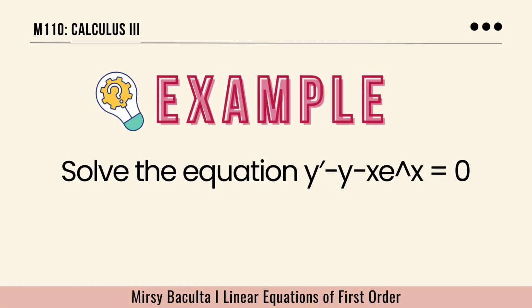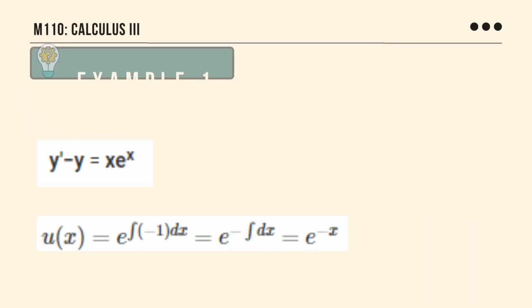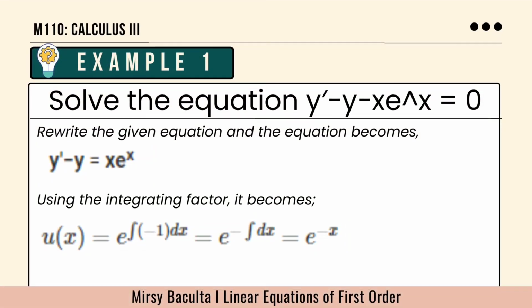Now, here is an example of linear equations of first order. We need to solve the equation y prime minus y minus x e to the power of x equals 0. So in this way, we can apply the different concepts and properties of the linear equations of first order, based on the steps in solving that we need to apply in this equation. So let's go. Of course, we need to rewrite the given equation, and this equation becomes y prime minus y equals x e to the power of x.